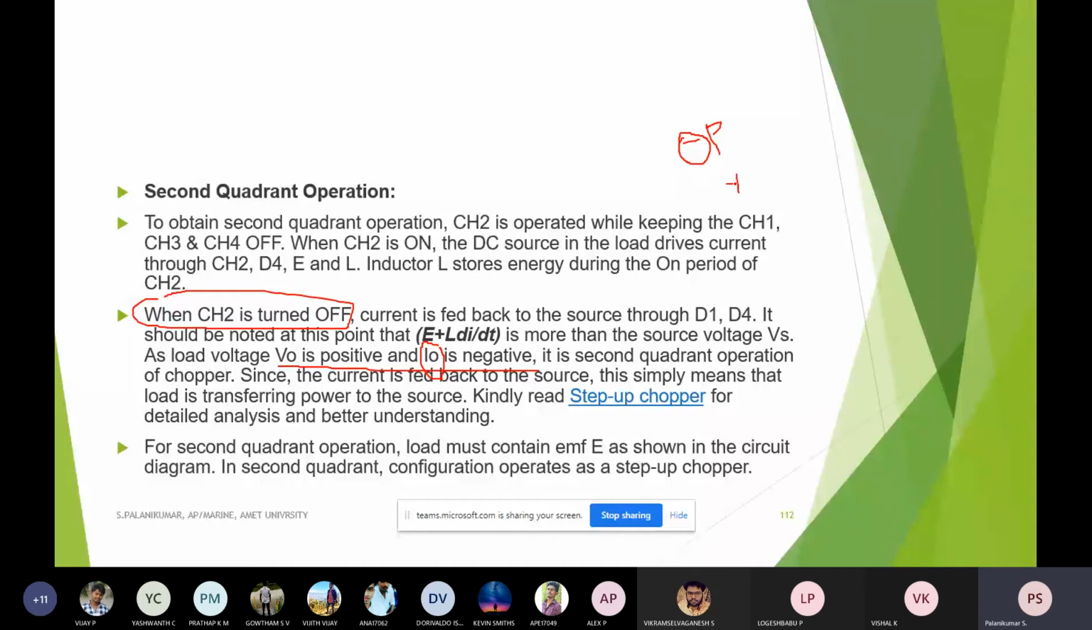If it is positive, usually we won't put a plus sign, only P. That implies power flow from source to load. But when voltage is positive and current is negative, it means negative power, so power now flows from load to source. That is the reason it is also called regeneration.